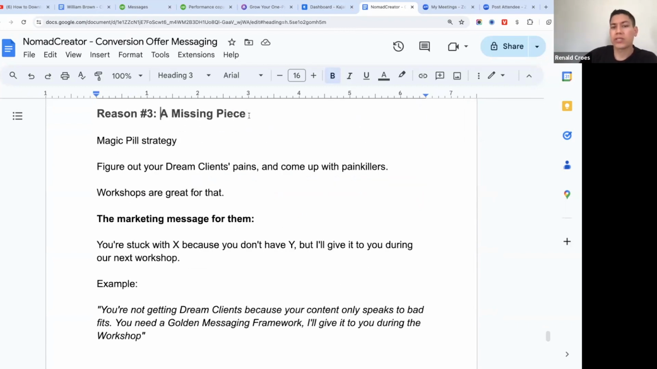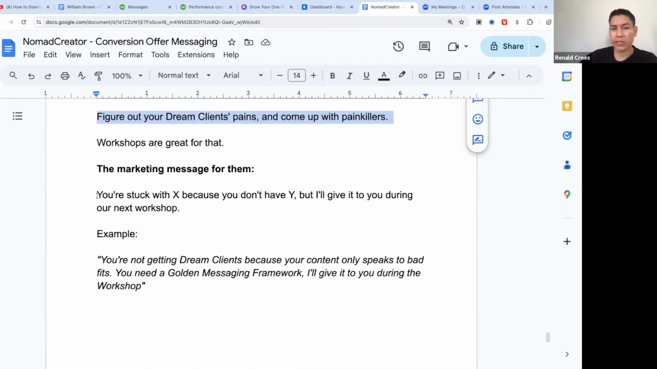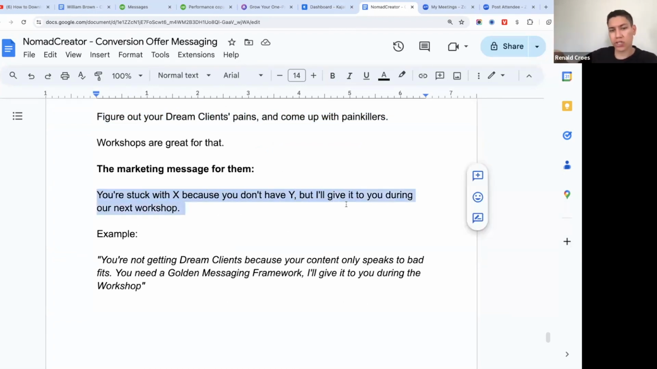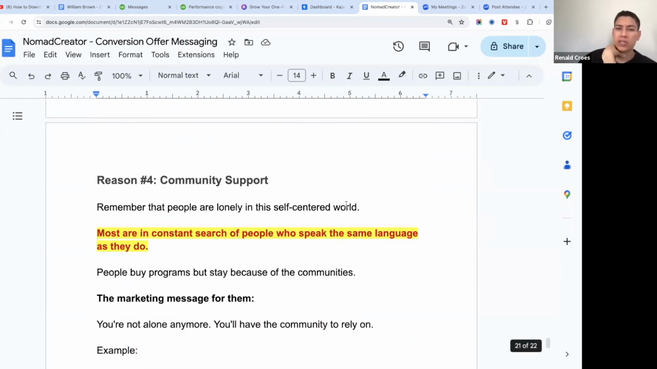Now, a missing piece, as we just said a minute ago: you want to have the magic pill to help the clients, to alleviate their pain with some type of painkiller. And the messaging is, "If you're stuck with X because you don't have Y, I'll give you this in the workshop, in the course, in the coaching." So when you're chatting with people via chat, or you're sending them an email, it's the same approach. Just copy and paste, add a couple of angles or a couple of things, and then you send them the purchase link. As simple as that.